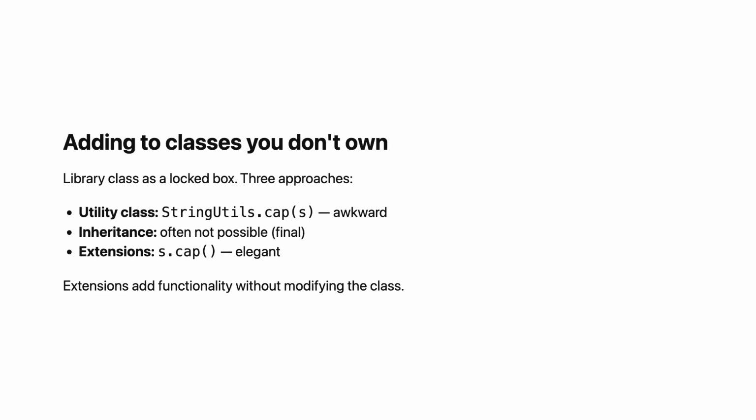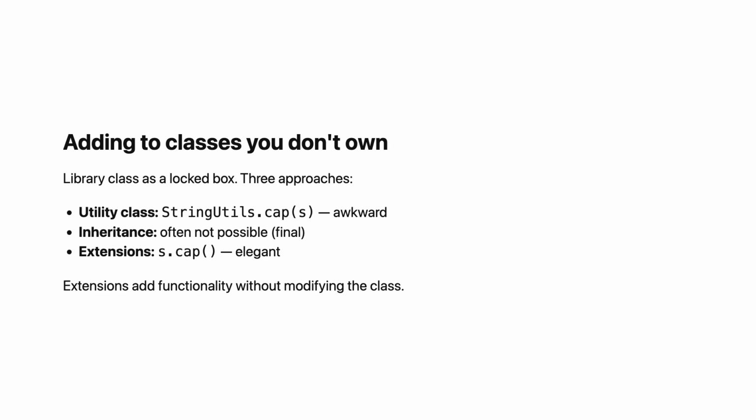You use a class from a library. It does almost what you need, but it lacks one method you want. In Java, you might create a utility class with static methods, StringUtils.capitalize. This works but feels awkward. The method takes the string as a parameter instead of being called on it. Inheritance might help, but only if you control instance creation, and many classes are final.